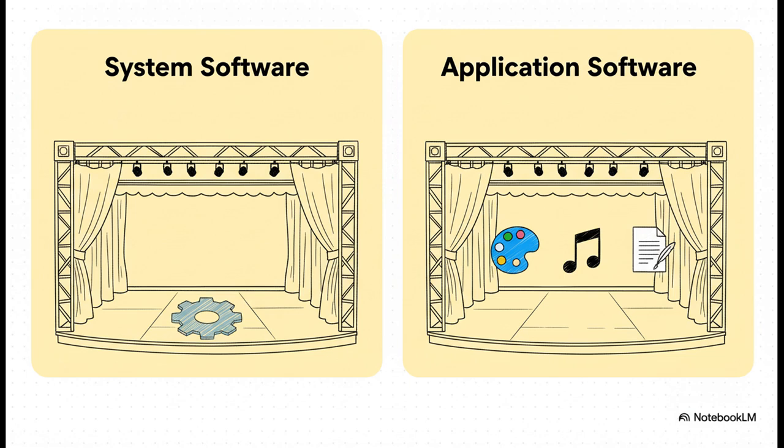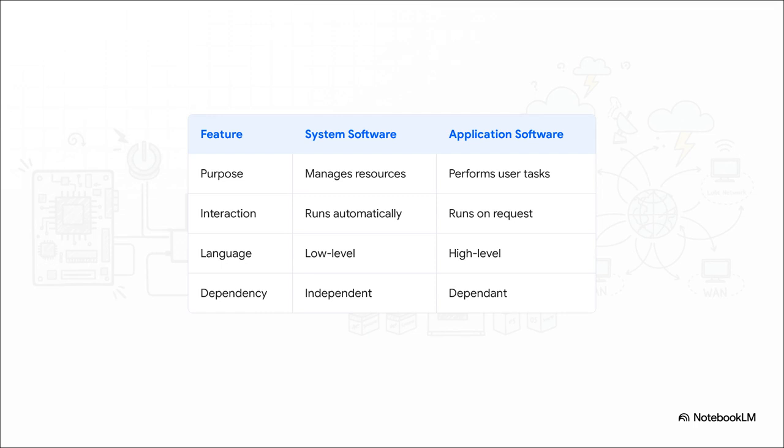One is the stage, the other is the actor performing on it. And this table breaks it down even more. Just look at that last row, dependency. This is so important. Application software is completely dependent on system software. It can't do anything without it. You can't open your web browser if Windows or Mac OS isn't already running.